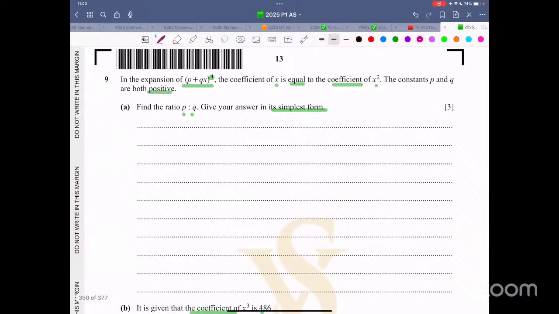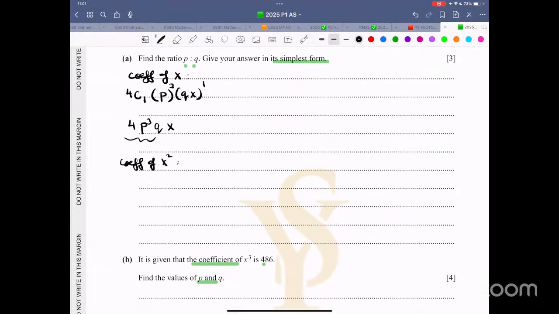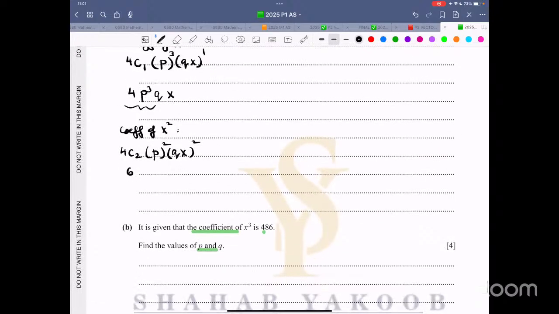Let's work it out. So now, first of all, coefficient of x. So coefficient of x, that is 4c1. This is qx raised to power of 1, p raised to power of 3. 4c1 is 4, this is p cubed, this is q, this is x. So this is the coefficient. Then if I write coefficient of x squared, that is 4c2. And now this is p raised to power of 2, qx raised to power of 2. 4c2 is 6, this is p squared, this is q squared, this is x squared.